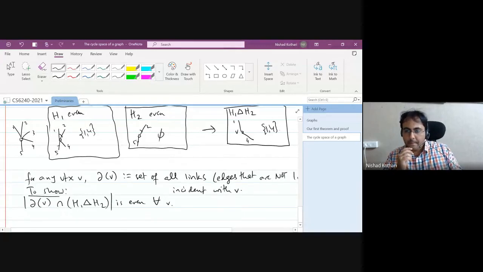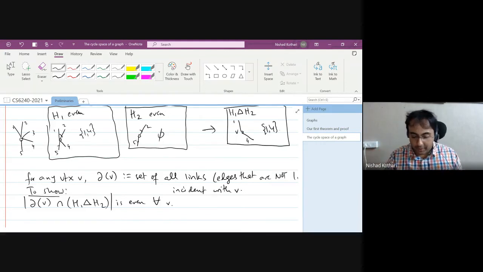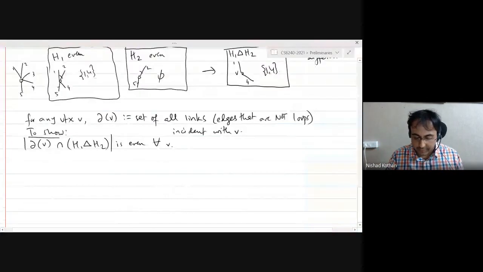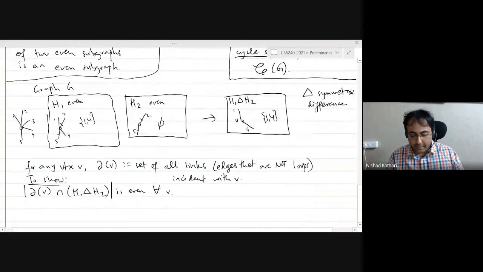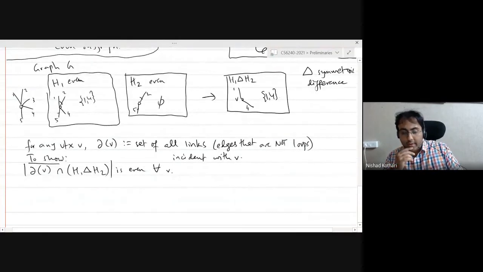So there are two possibilities. Either the intersection is odd or the intersection is even. And in both cases, what you will get in the symmetric difference is an even number of edges at the vertex V, right? Can everybody write a formal proof of this on their own? To be honest, we won't need to write formal proofs of such observations. But is everybody convinced that the vertex degree of any vertex will remain even?